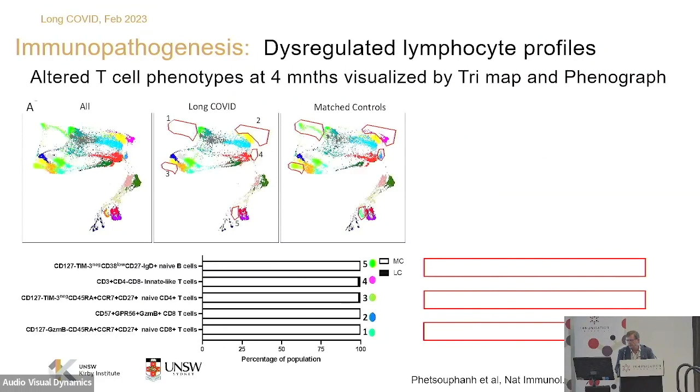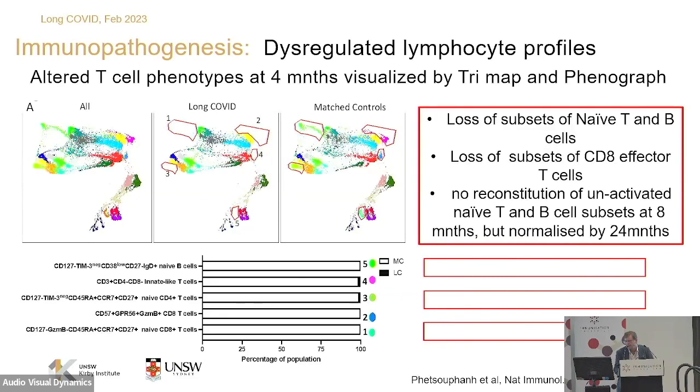We had also measured a bunch of other things via flow cytometry, and we'd found at 4 and 8 months that there was depletion of a range of lymphocyte subsets, particularly a loss of subsets of naive T and B cells, a loss of subsets of certain CD8 effector cells, and at 8 months we'd seen no reconstitution of these naive T and B cell subsets, suggesting ongoing immune activation. But by 24 months, these had normalized between the 2 groups.